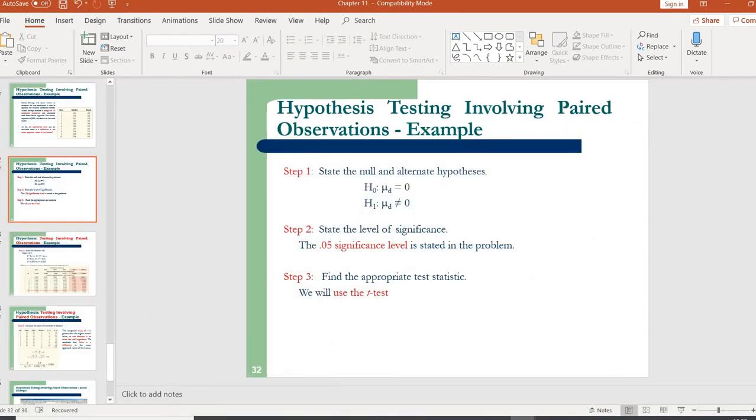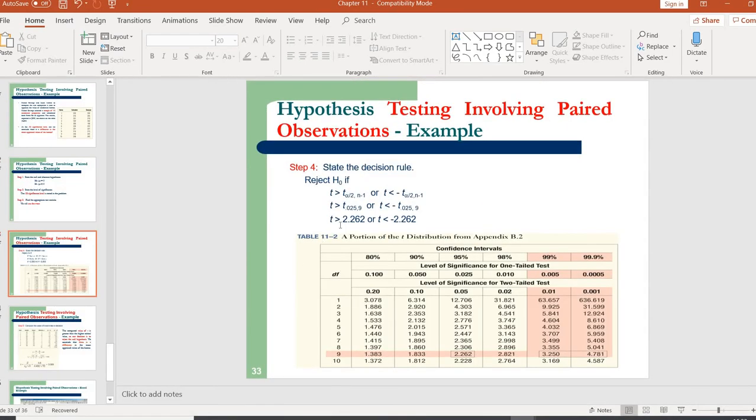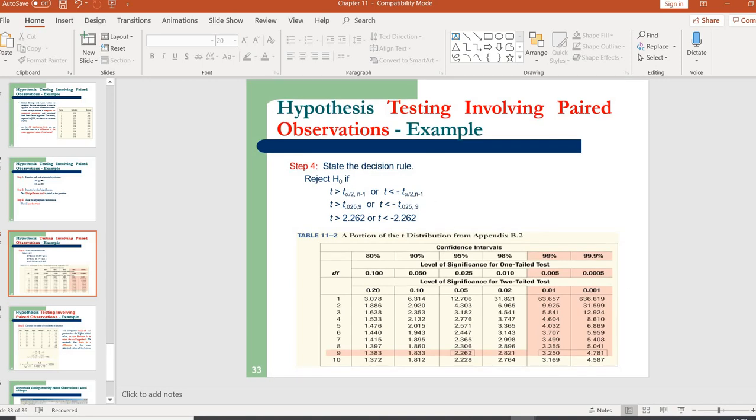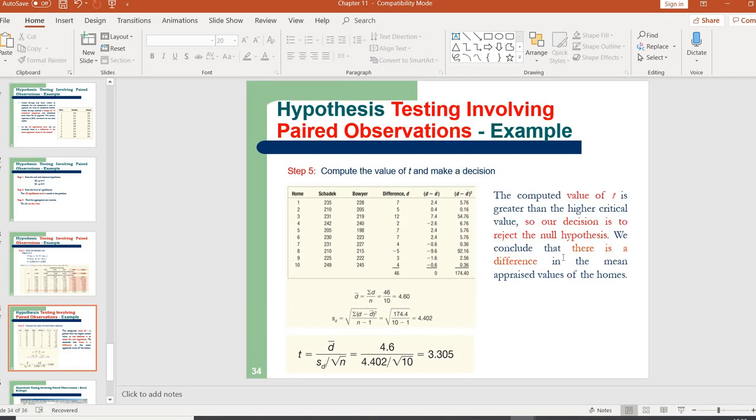I just did this summary: we reject the null hypothesis if the calculated t statistic is more than t alpha divided by 2 with n minus 1 degrees of freedom. In this case, we apply the same degree of freedom formula we have been using so far. And if t is less than minus t alpha divided by 2 with n minus 1 degrees of freedom, we also reject, and then we can make the decision. So now, how do we compute the differences?